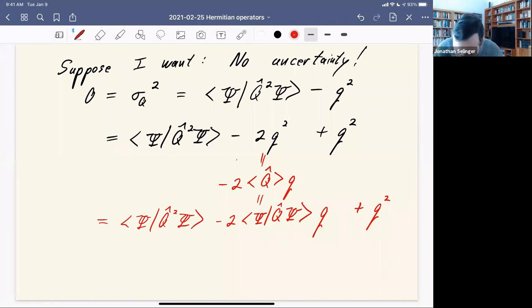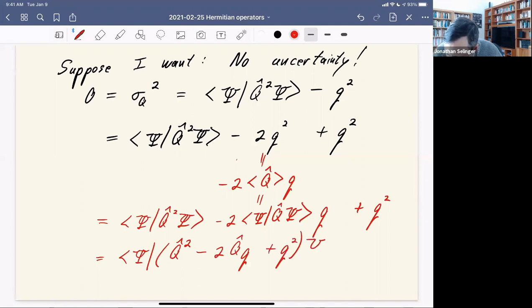Okay. And now that means I can now combine them into one big inner product. This is the inner product of Q squared minus 2 Q operator times little q plus little q squared acting on psi.